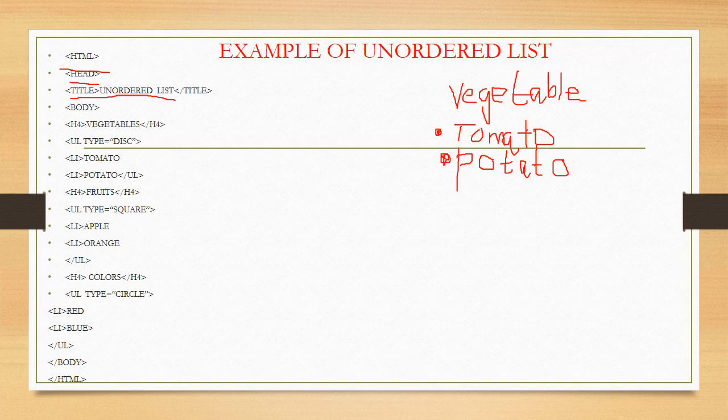So inside the body, what I want to write, my first heading is vegetable, right? So H4. A heading may have different fonts, H1, H2, H3, H4, etc. So H4 here means a font with somewhat bigger letters. H1 is the biggest, and so on. You can use anything, no problem in it. Vegetable heading I have given.